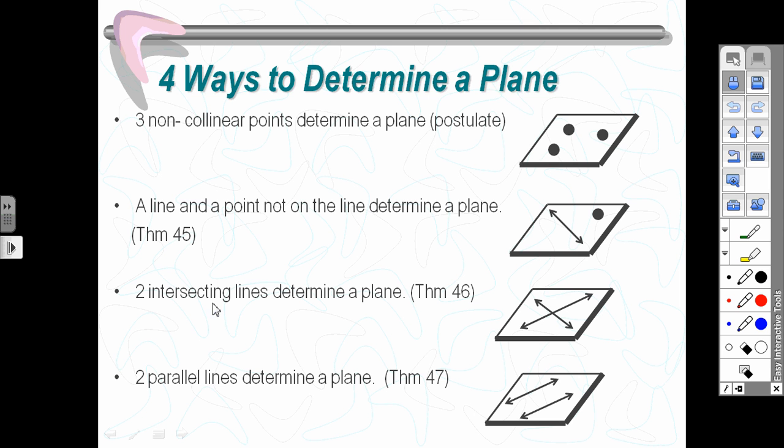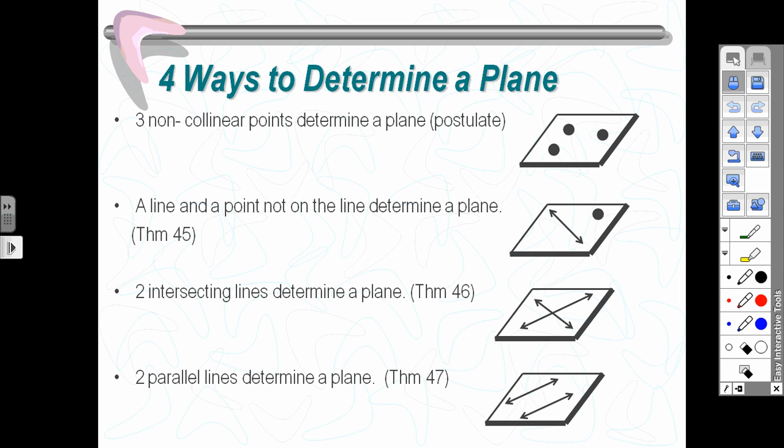Same thing down here, where 2 intersecting lines determine a plane. You can pick 2 points on one line and then pick a third point that's not on the other line, but it is on this one. You would have a point here, a point here, and a point here. Then you have 3 non-collinear points. Same thing down here with 2 parallel lines determining a plane. You can pick 2 points on one line and a third point that's on the other line. Those would be 3 non-collinear points.